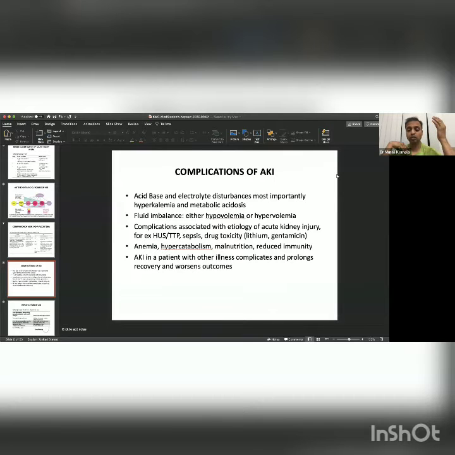The fourth thing you can do is give them salbutamol nebulizers, because salbutamol again helps in moving the potassium from the extracellular to the intracellular compartment. You're just shifting the potassium from the extracellular space to the intracellular space, so the potassium is not toxic. And in the long run, you have to give them a powder called resonium powder, which is a potassium exchanging resin, and it will bind the potassium.